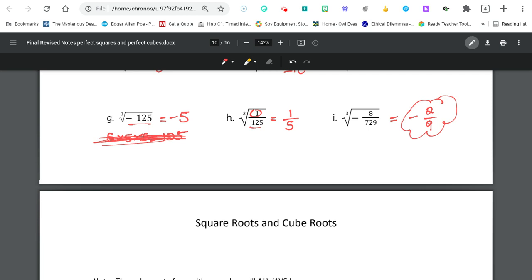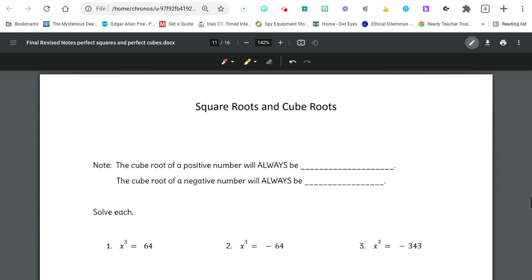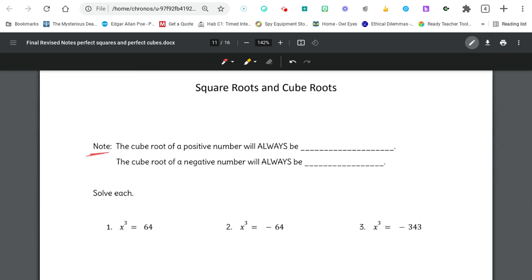If you take the cube root of a positive, it's positive. If you take the cube root of a negative perfect cube, it's negative. Never both. So the cube root of a positive number is always positive. The cube root of a negative number is always negative, guys.